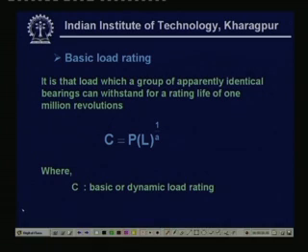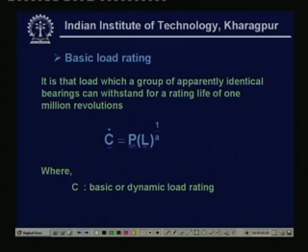Now, this basic load rating is that load which a group of apparently identical bearings can withstand for a rating life of 1,000,000 revolutions. So, if in our earlier expression either L1 or L2 becomes 1,000,000, then what happens? We consider the corresponding load as C, and this is called the basic or dynamic load, and the corresponding P is this one and the corresponding life is this one.